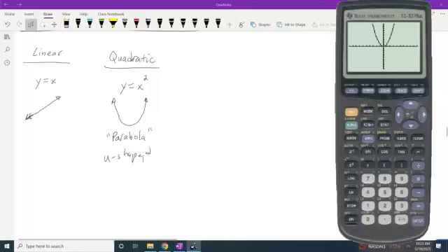Next, we have a cubic equation. A cubic equation is in the form y is equal to x to the third power. Notice for any cubic equation, the largest power is a cube, a third power. If you were to graph y is equal to x cubed, it's going to form what's called an S-shaped graph.